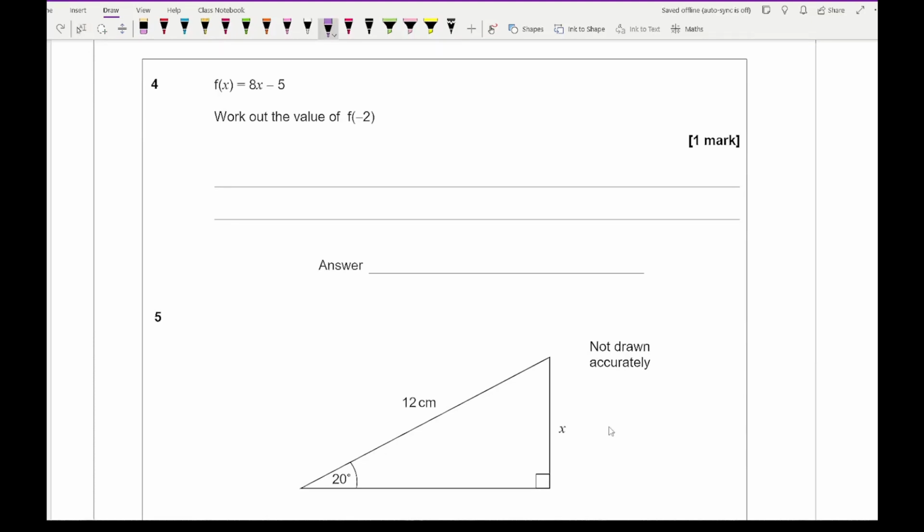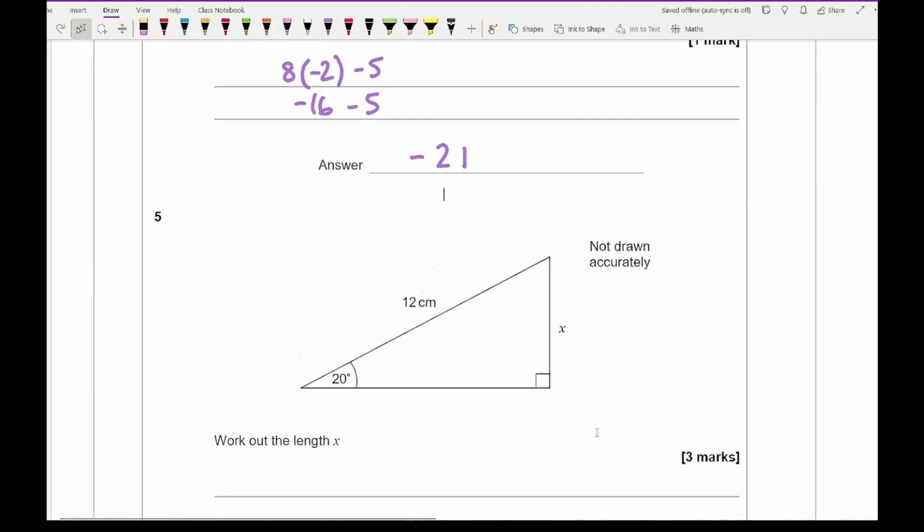Then moving on to question 4, it says f of x equals 8x minus 5. Work out the value of f of minus 2. So what we need to do here is basically substitute x equals minus 2 into this function. So here I've got 8 times minus 2, minus 5. So 8 times minus 2 is minus 16, minus 5 is minus 21.